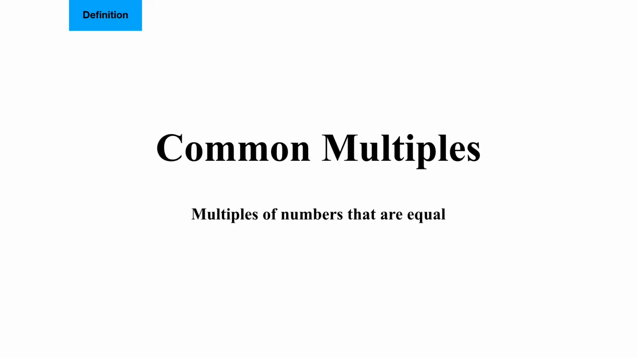Next, we need to define a common multiple. Common multiples are multiples of numbers that are equal. Something that is common, we have something in common. We have something of equal value.